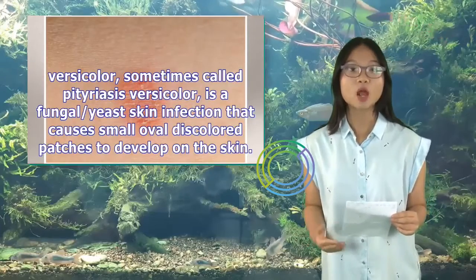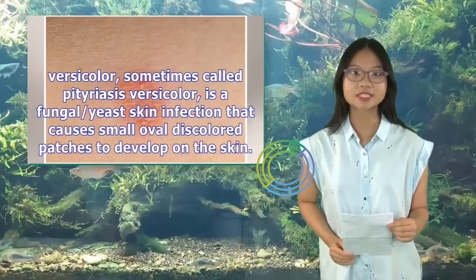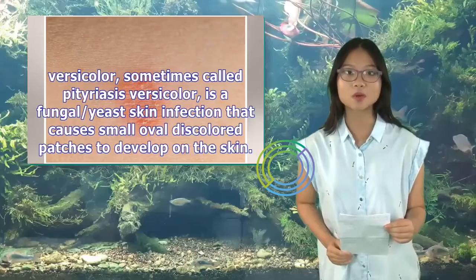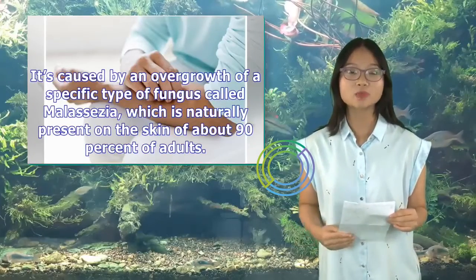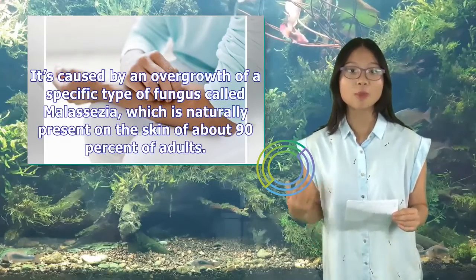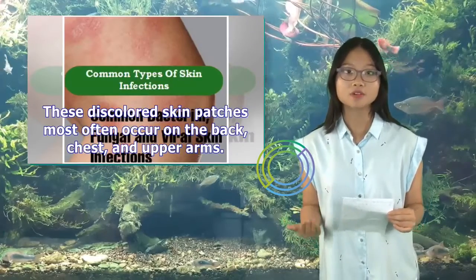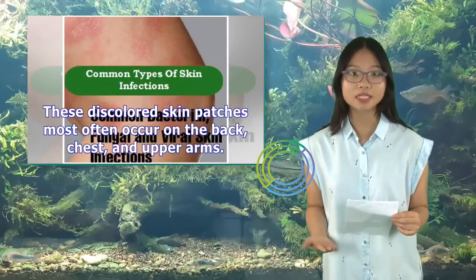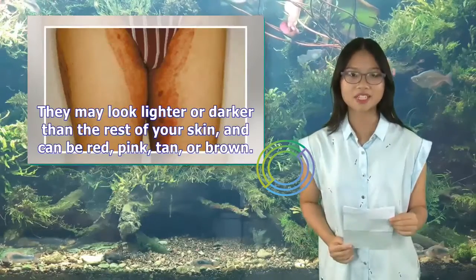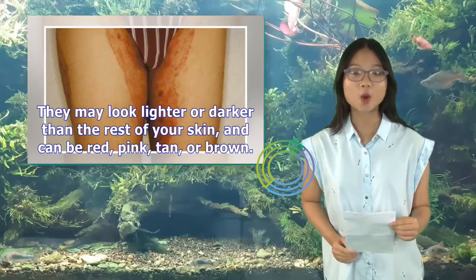Tinea versicolor. Tinea versicolor, sometimes called pityriasis versicolor, is a fungal/yeast skin infection that causes small oval discolored patches to develop on the skin. It's caused by an overgrowth of a specific type of fungus called Malassezia, which is naturally present on the skin of about 90% of adults. These discolored skin patches most often occur on the back, chest, and upper arms. They may look lighter or darker than the rest of your skin, and can be red, pink, tan, or brown.